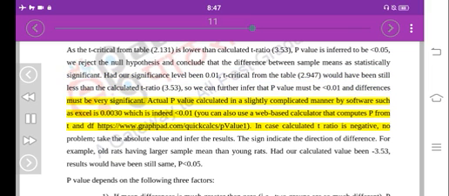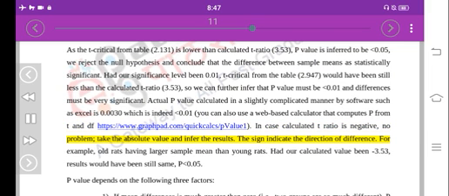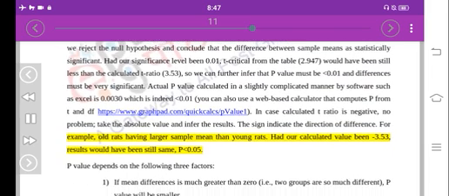The actual p-value, calculated in a slightly complicated manner by software such as Excel, is 0.0030, which is indeed less than 0.01. You can also use a web-based calculator that computes p from t and df. In case the calculated t-ratio is negative, no problem; take the absolute value and infer the results. The sign indicates the direction of difference, for example, old rats having a larger sample mean than young rats. Had our calculated value been minus 3.53, the results would have been still the same, p less than 0.05.